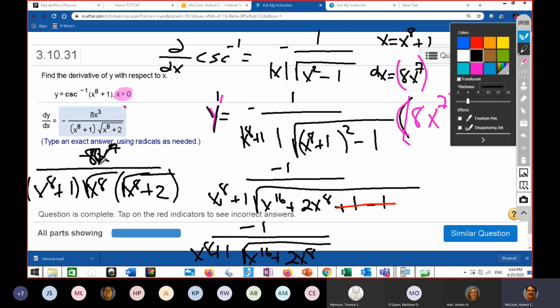cancels with this x to the 4th, and that will leave x to the 3rd. So your final answer is -8x to the 3rd over x to the 8th plus 1 times the square root of 8x to the 8th plus 2. Again, right here is the calculus.